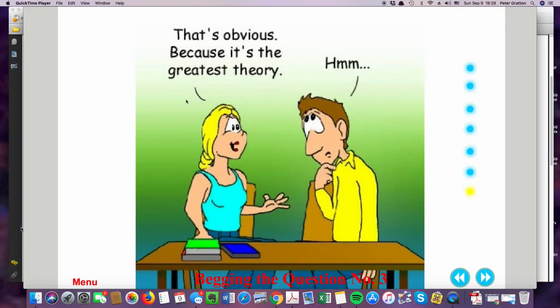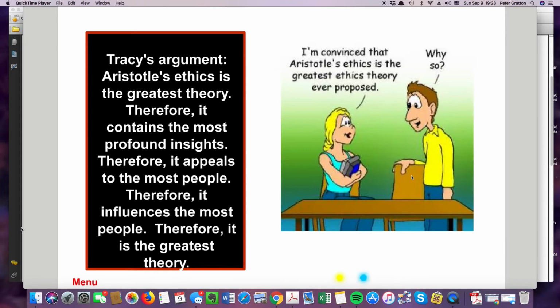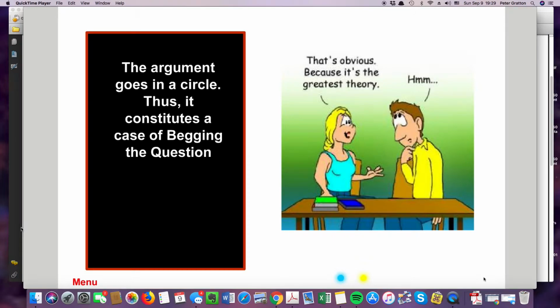She begins with the premise that it's the greatest theory, and therefore has influenced the most people. And then in conclusion, it's the greatest theory. So that's called reasoning in a circle. So Tracy's argument: Aristotle's ethics is the greatest theory, therefore it contains the most profound insights, therefore it appeals to the most people, therefore it influences the most people, therefore it is the greatest theory. See the circle? She comes right back to this. The argument goes in a circle, thus it constitutes a case of begging the question.